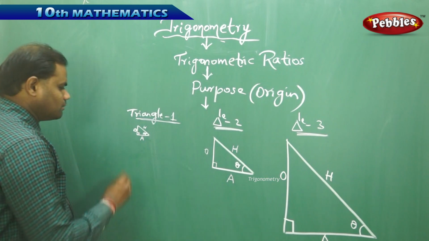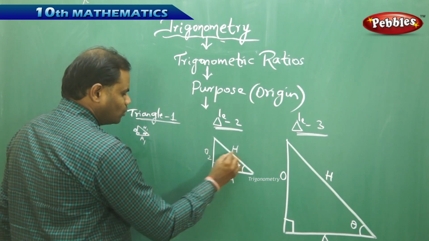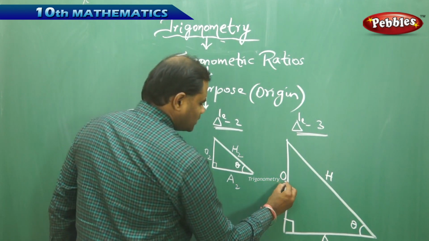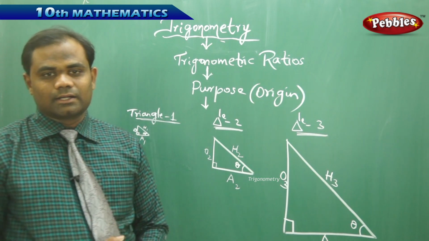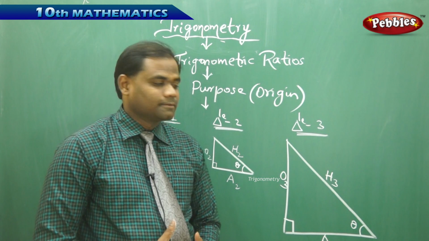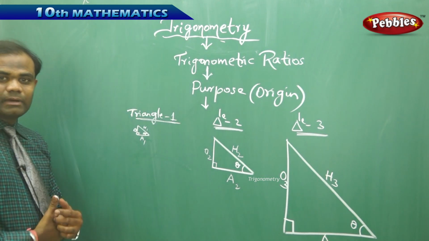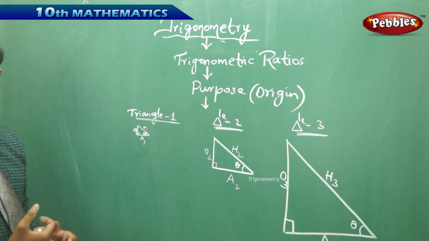Now since each of them are with different dimensions, I take O1, H1, A1, O2, H2, A2, and O3, H3, A3, because the three sides are different. Each of the respective three sides, H, O and A, are different. So for triangle 1, my hypotenuse is denoted with H1, opposite with O1, and adjacent side with A1.